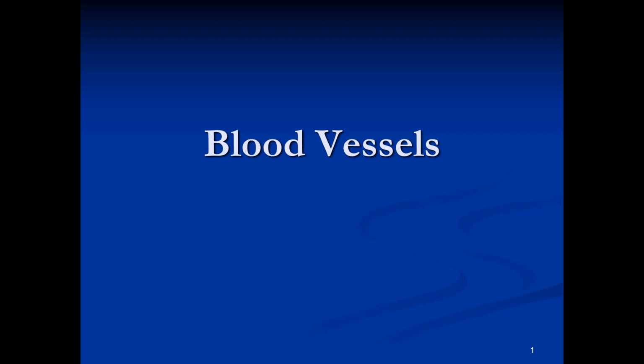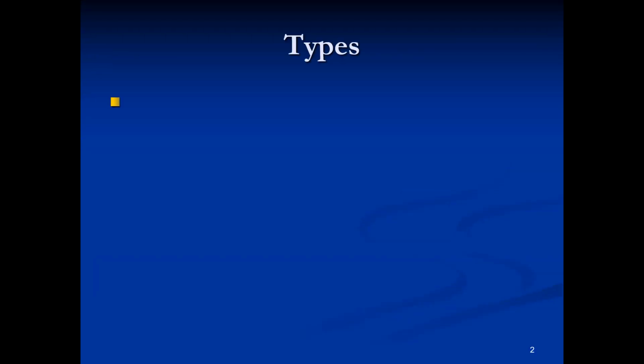So here is your blood vessels lecture. Just for starters, if you remember, there's two major types of blood vessels. There's arteries and there's veins. As we talked about previously, arteries carry blood away from the heart, veins carry blood towards the heart.